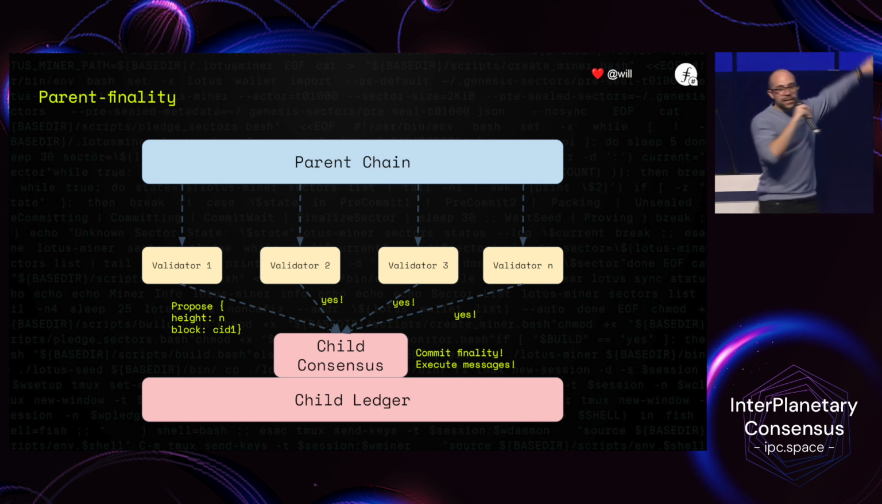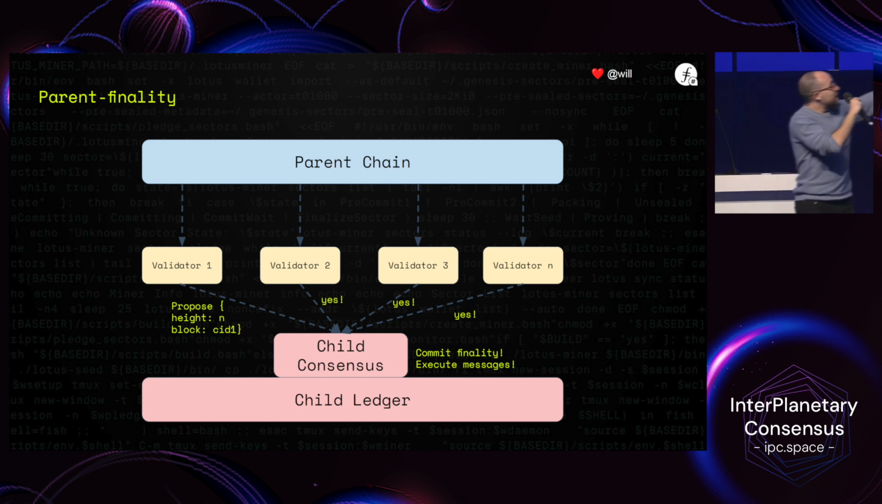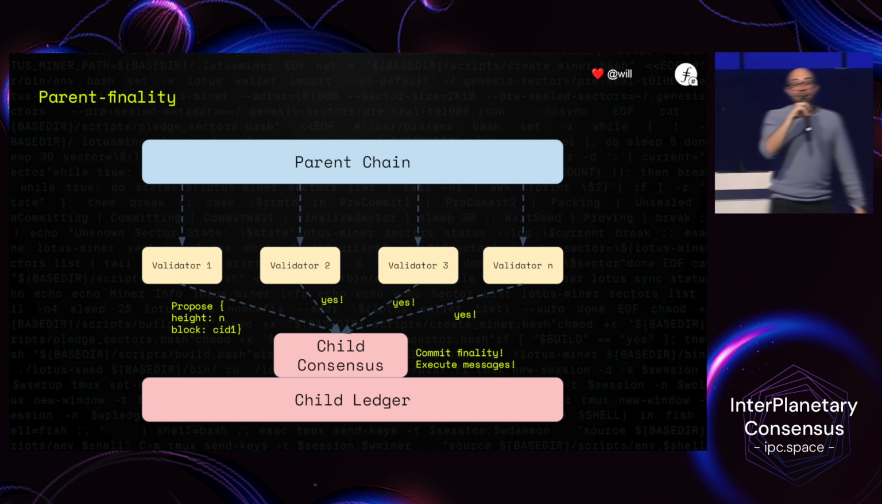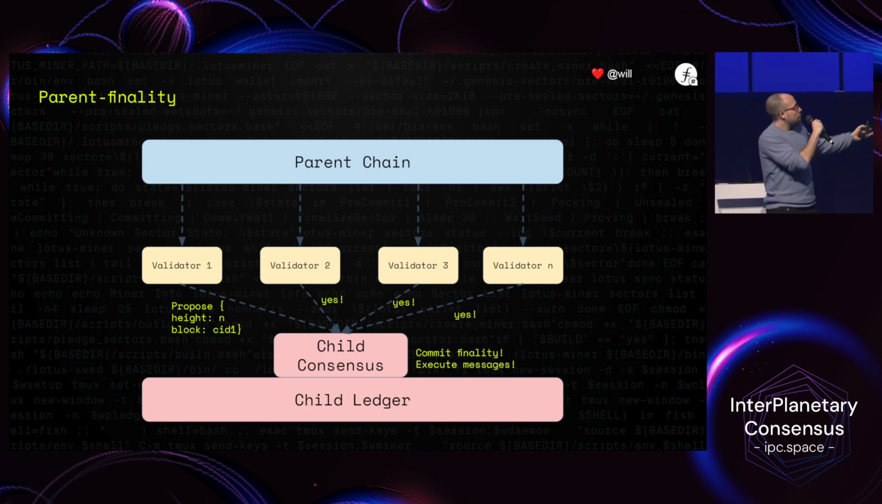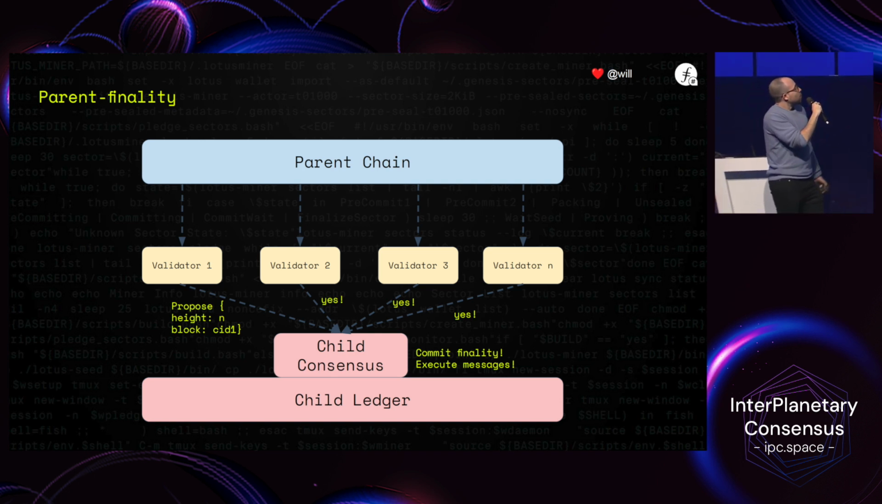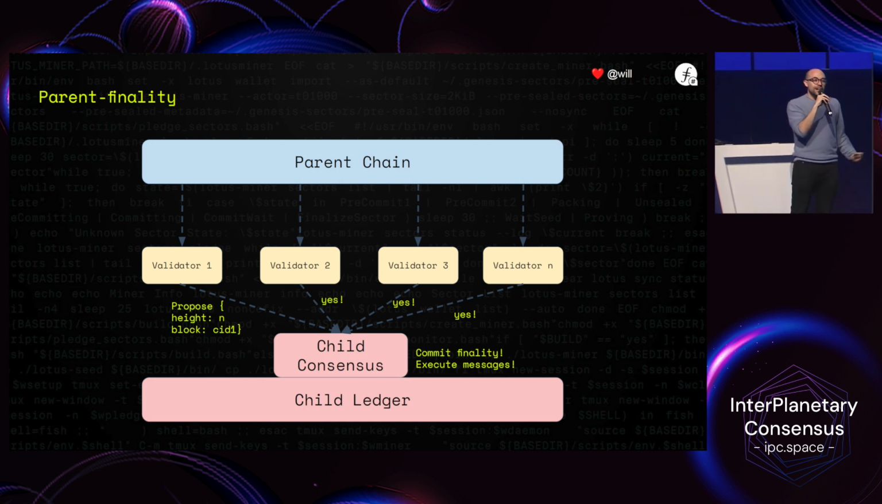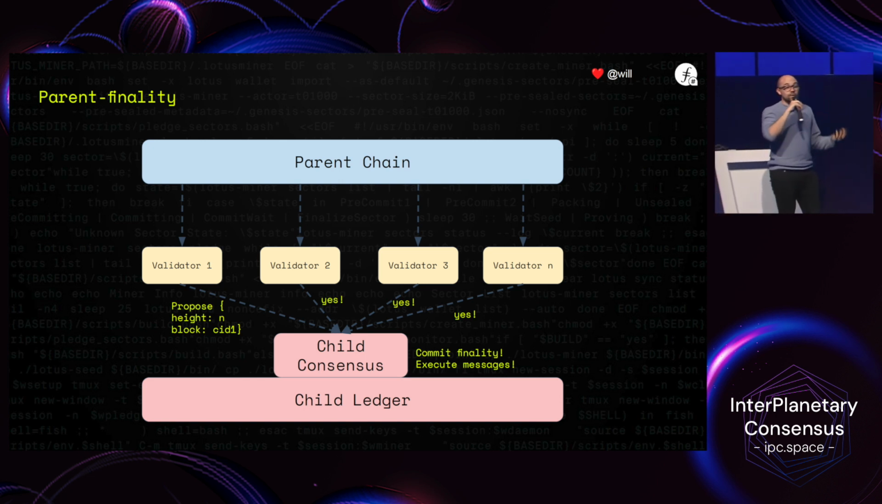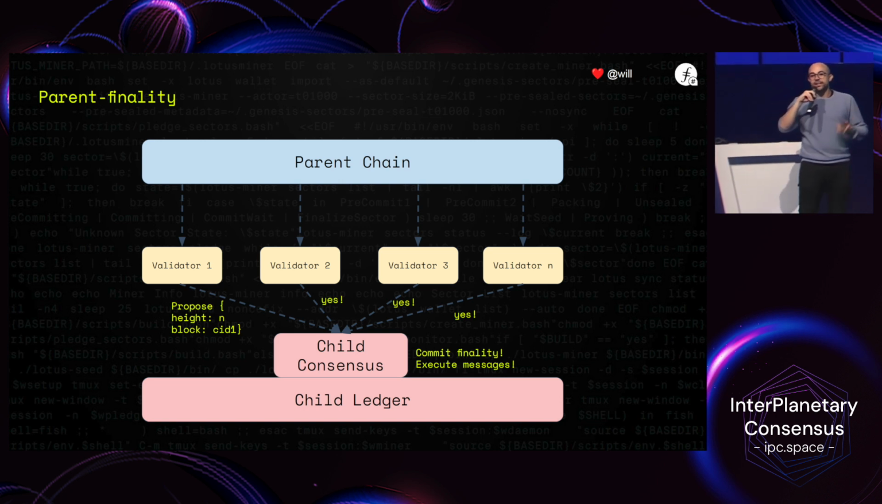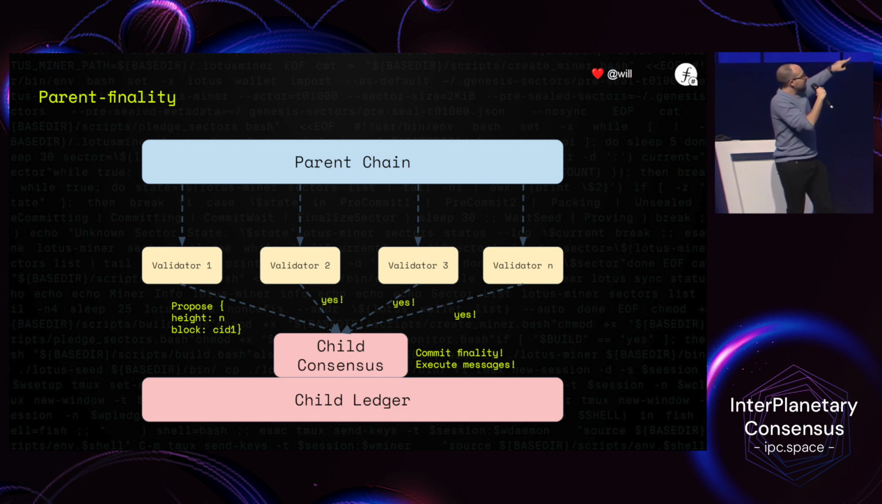So we have our parent chain. It can be Filecoin, it may be a layer 3, it may be some other layer 2. We have all of these validators, which is our validator set from the subnet. And then we have our child ledger and child consensus. So periodically, what validators do is that they don't only vote, so they don't only agree on the transactions and the new state that happens in the subnet, but they also listen to the parent, and as part of the block proposal, they also propose what is the finality that they see from the parent.